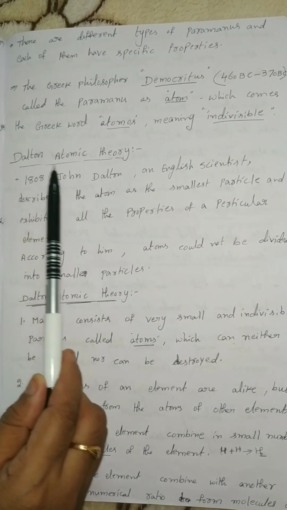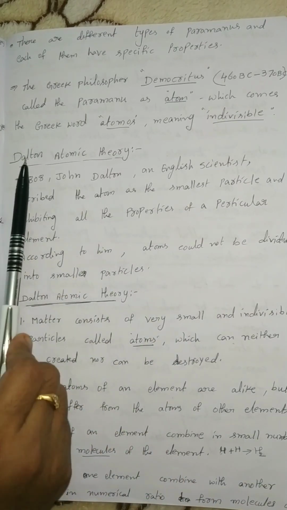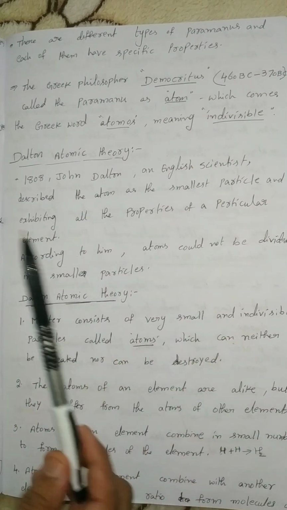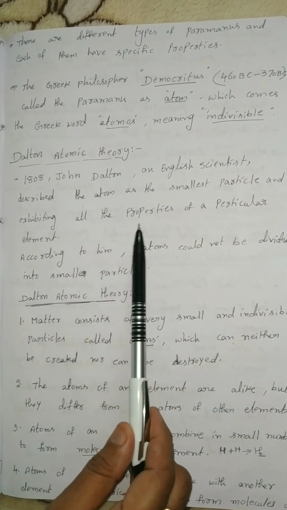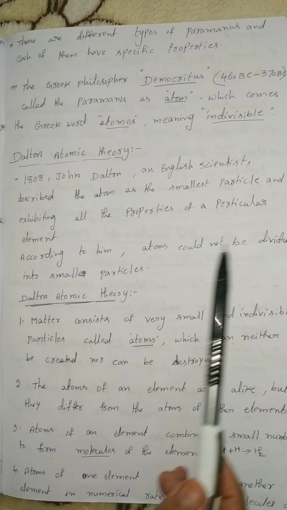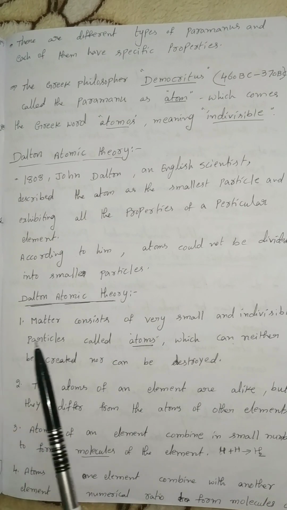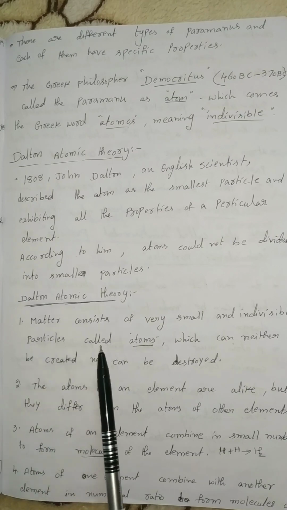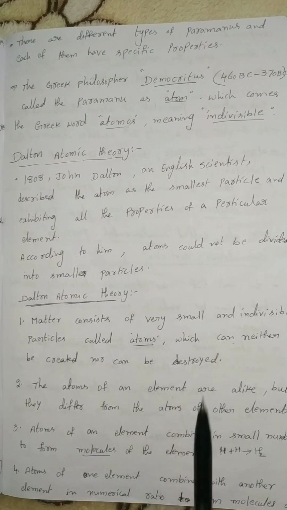Next, scientist Dalton's atomic theory. This is mainly simply 5 points. Dalton's atomic theory: in 1808, John Dalton, an English scientist, described the atom as the smallest particle exhibiting all the properties of a particular element. According to him, atoms could not be divided into smaller particles. First point, matter consists of very small and indivisible particles called atoms which can neither be created nor be destroyed.